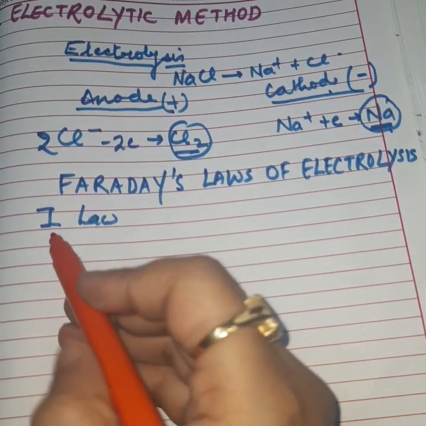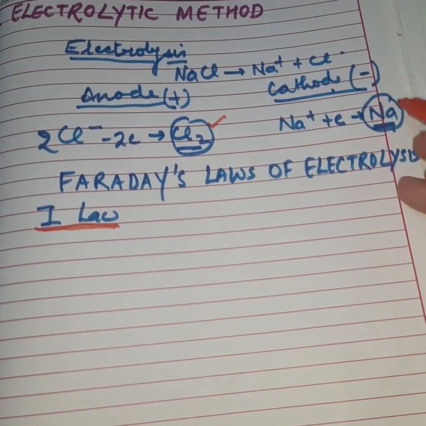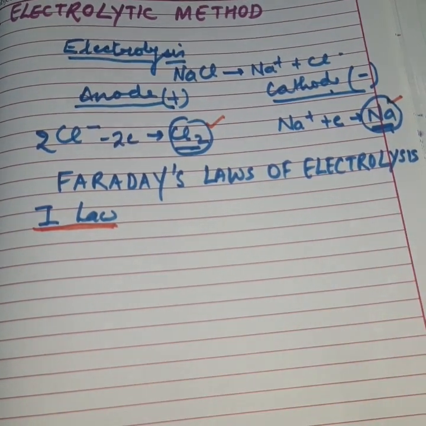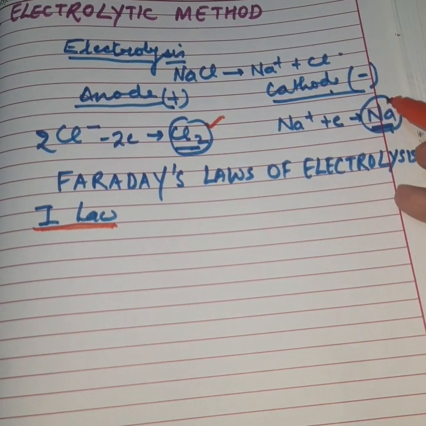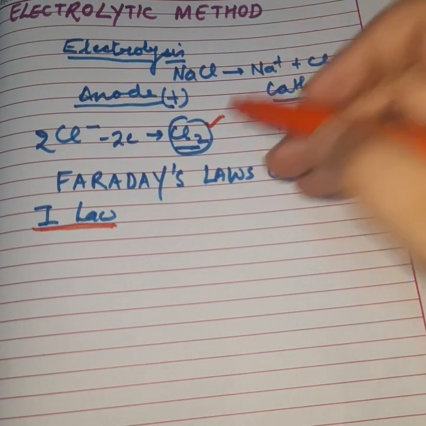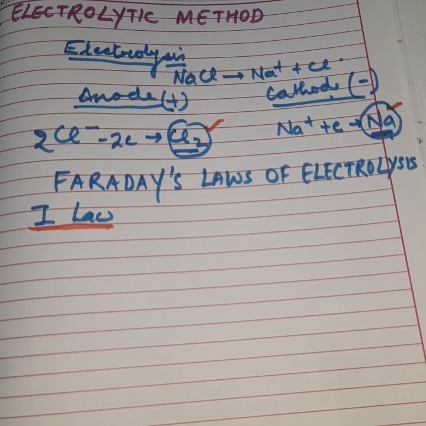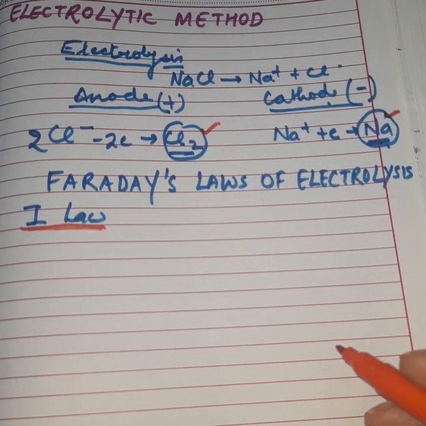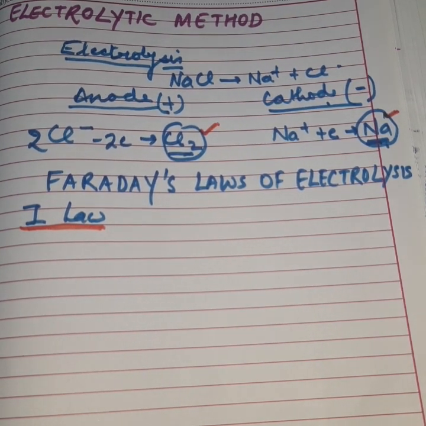Now according to the first law of Faraday, this law is related to the amount of substance deposited or liberated at particular electrodes. So this first law explains the relation between the amount of current and the amount of substance deposited. Either it will be deposited at the electrode, or if the substance is in the form of gas, it will be liberated at the electrode. So this law says, now listen to the statement carefully. According to this law, the amount of substance liberated at a particular electrode during electrolysis is directly proportional to the quantity of electricity passed in the solution.